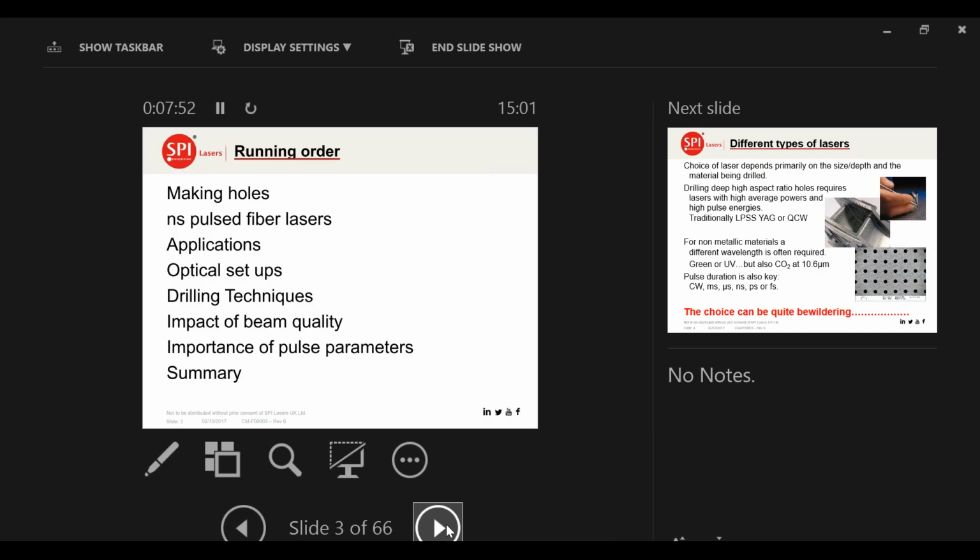So what we want to do is go through a quick running order with you in terms of making holes, what nanosecond pulse fiber lasers are, the kind of applications these lasers are, and the applications for drilling. Then we'll talk a little bit about the kinds of optical setups that might be used for drilling with lasers, and also the impacts of beam quality and other important parameters. And then we'd like to talk about the various drilling techniques themselves and conclude with a summary.